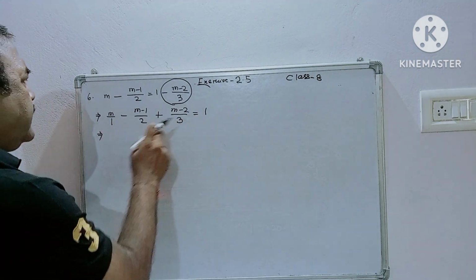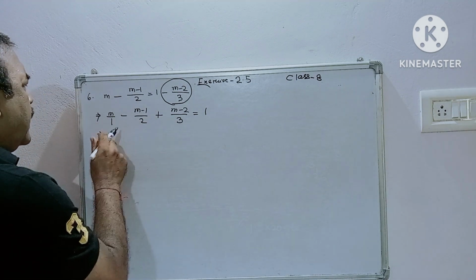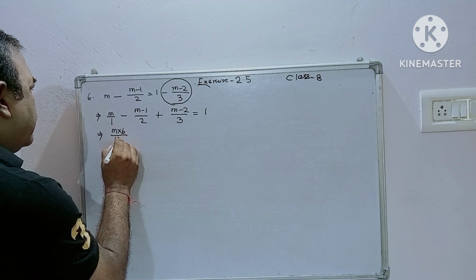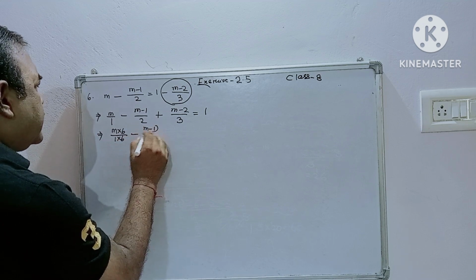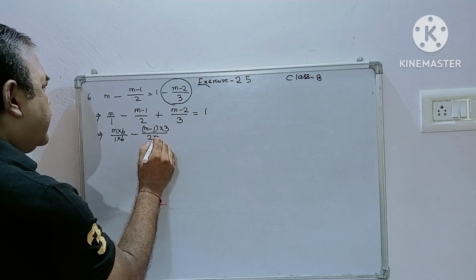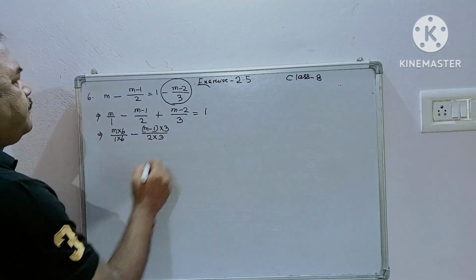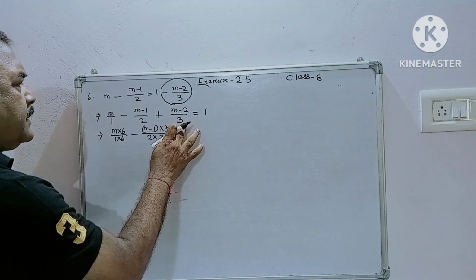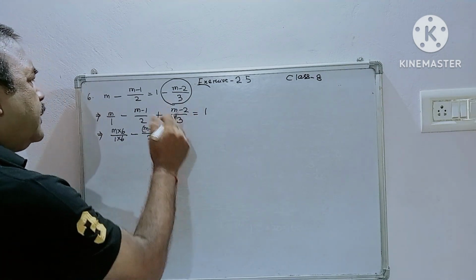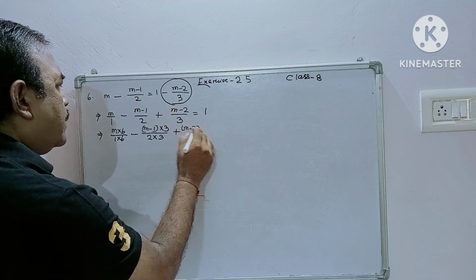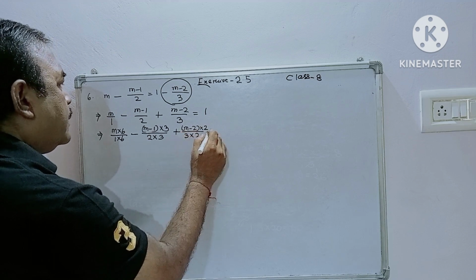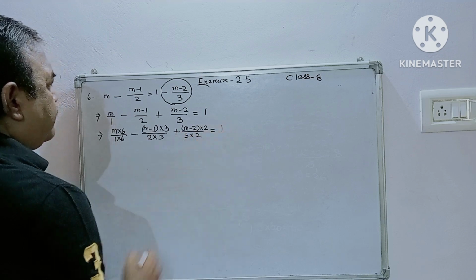So 1, 2 and 3. So the LCM is 6. So we have to make the denominator 6. So m into 6 upon 1 into 6 minus (m minus 1) into 3 whole into 3. Because we have 2 here, we have to convert it into 6, so 2 into 3. Plus, the denominator here is 3, we have to make it 6, so we multiply by 2, and also multiply the numerator by 2. So the numerator is (m minus 2) into 2 divided by 3 into 2. That is equal to 1.